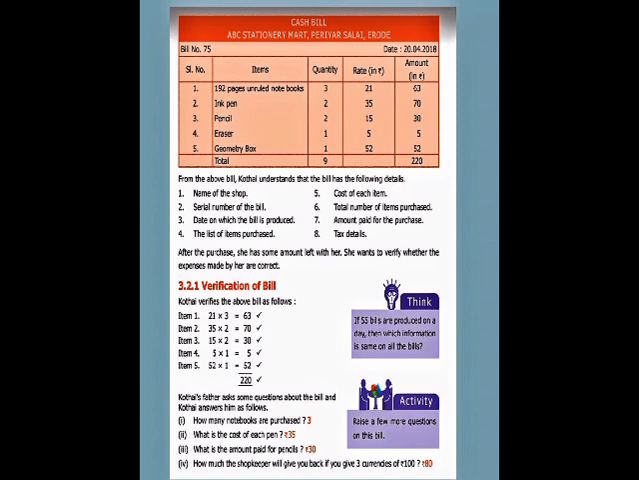Okay, let's see the bill. Yes, item 1 is 21 into 3, item 2 is 35 into 2, like this. The answer is also correct. Here the answer is also correct. So from this they are asking questions.